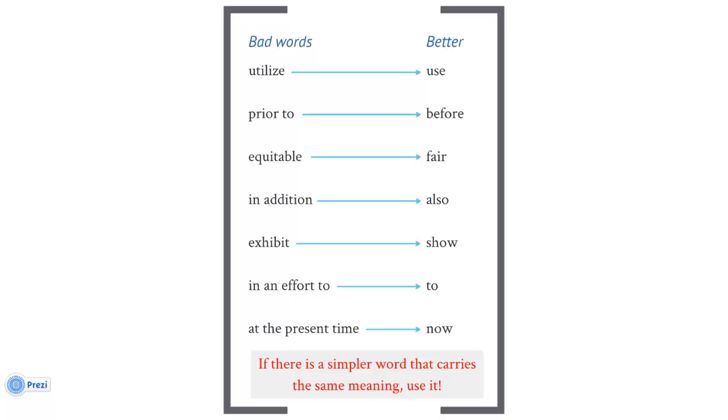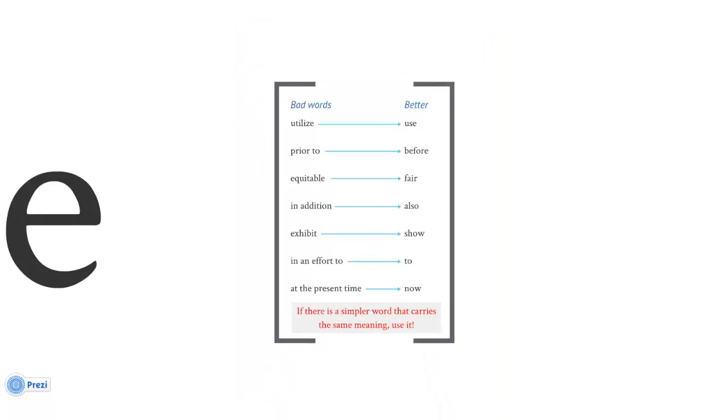So you see, like utilize, just use use. Prior to turns into before. In addition becomes also. At the present time becomes now. Remember always, if there's a simpler word that means the same thing, just use that word.